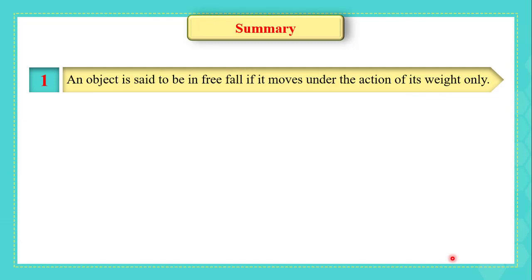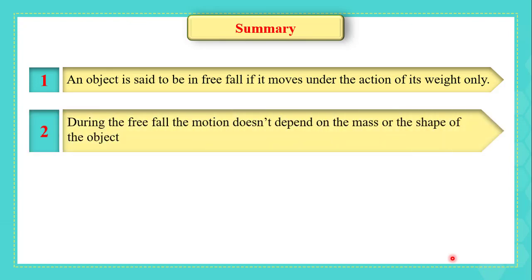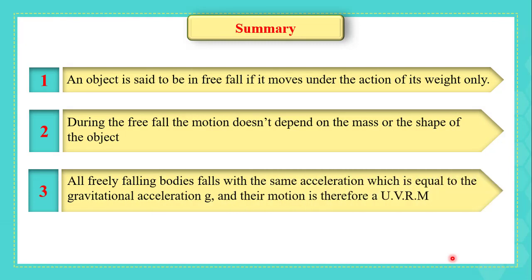Now let's summarize the ideas of this video. We've studied that an object is said to be in free fall if it moves under the action of its weight only. During the free fall, the motion does not depend on the mass or the shape of the object. All freely falling bodies fall with the same acceleration, which is equal to the gravitational acceleration g, and their motion is therefore a uniformly varied rectilinear motion.